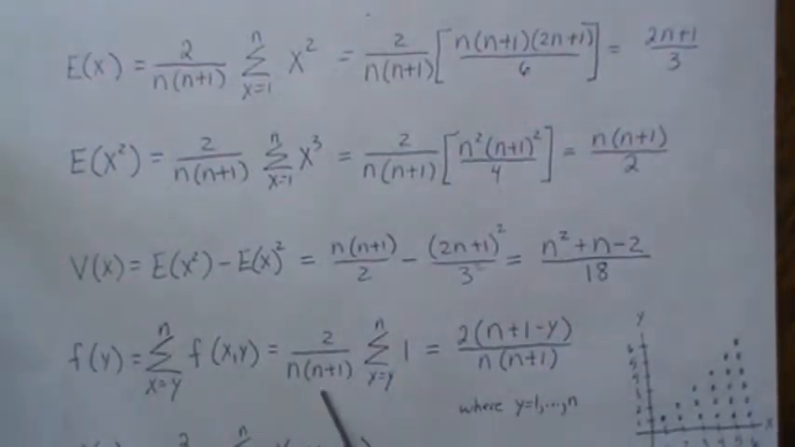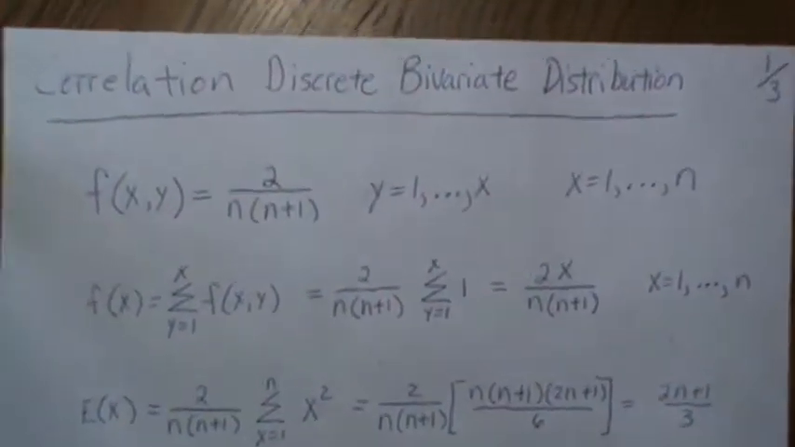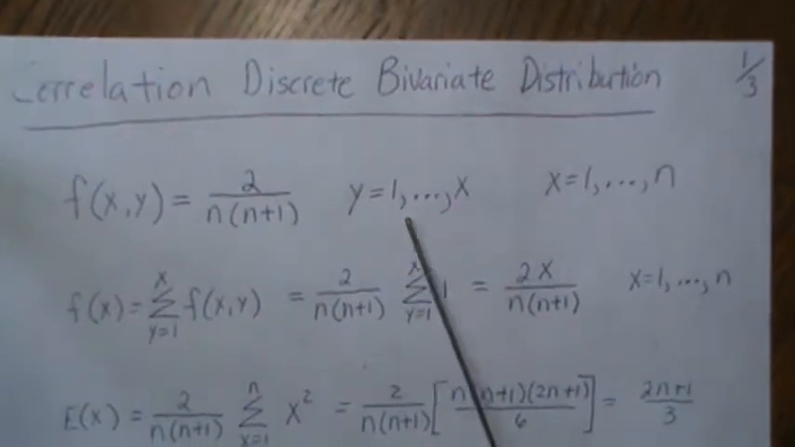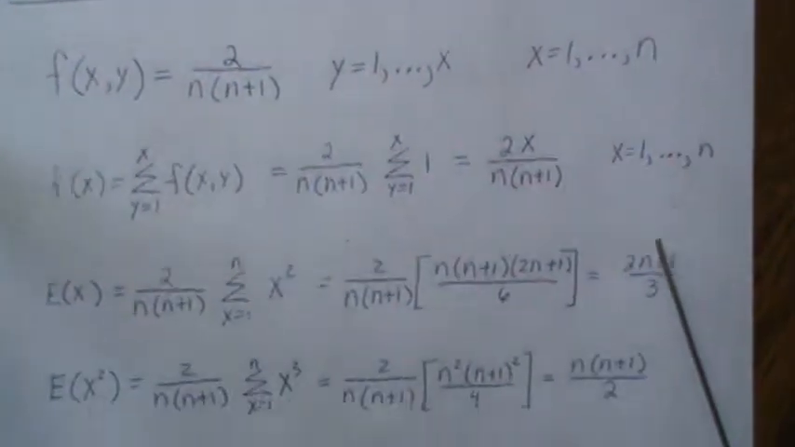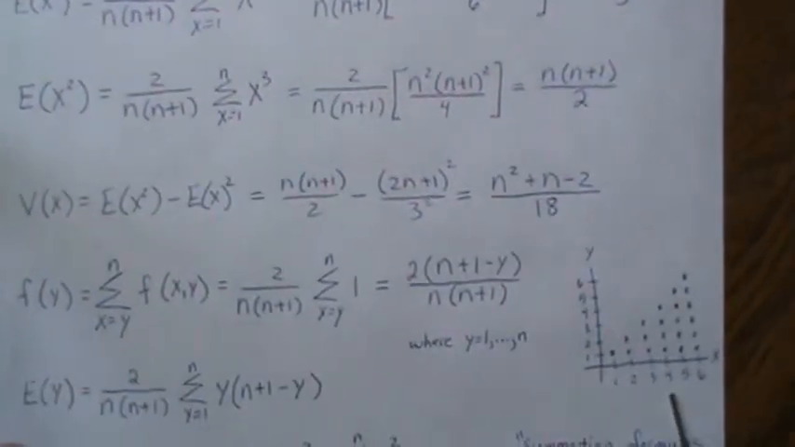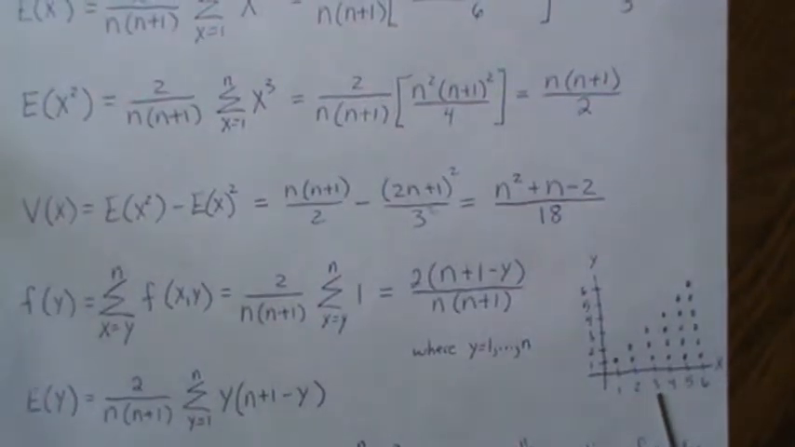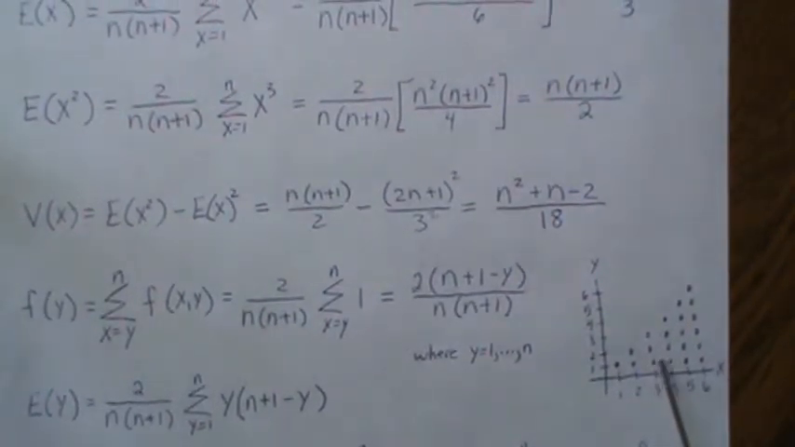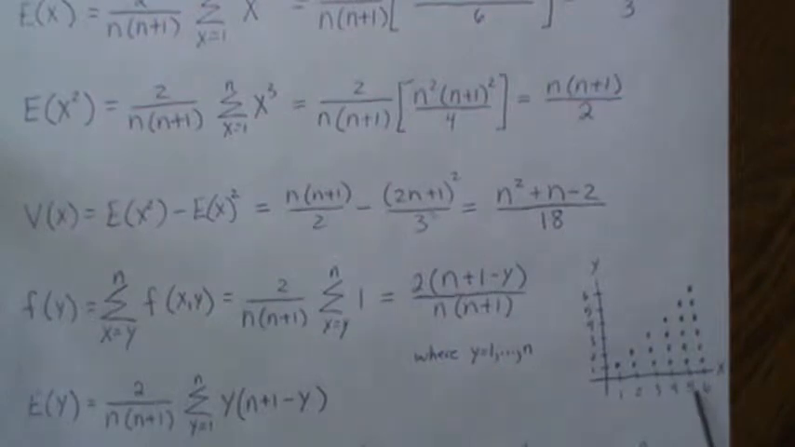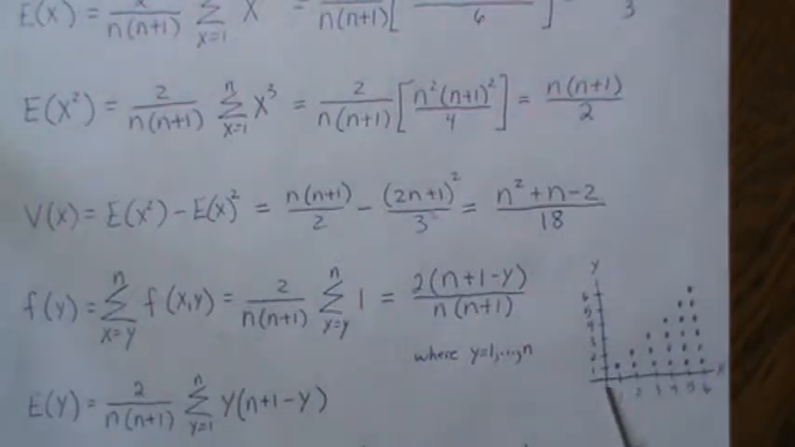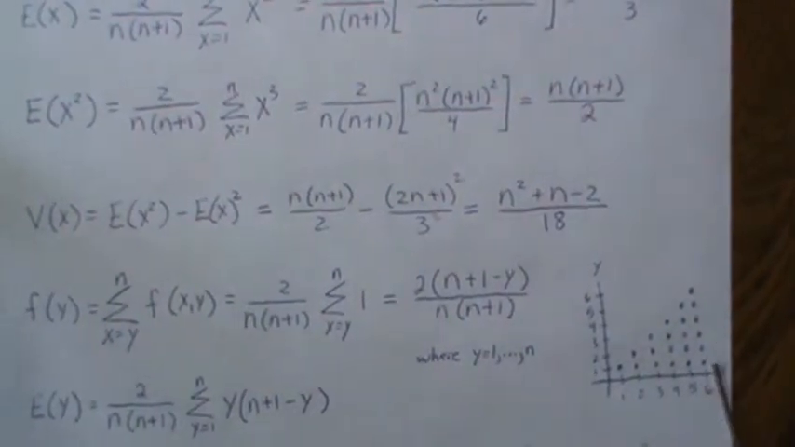Now let's look at why x goes from y to n. If you remember, y goes from 1 to x and x goes from 1 to n. That says that, let's say x is 3, then y takes on 1, 2, 3. When x is 5, y can take on 1, 2, 3, 4, 5. And so our bivariate distribution is triangular here.